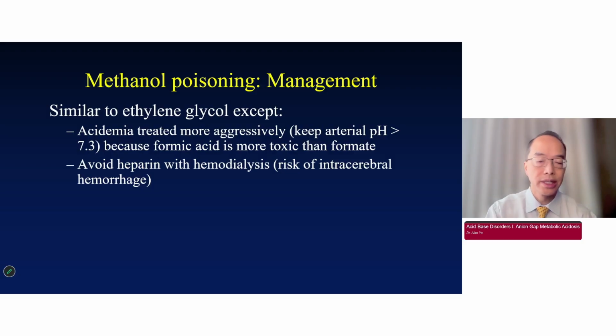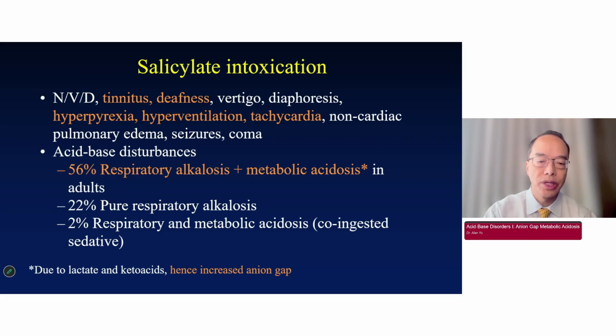The treatment is similar, except it's generally recommended to be more aggressive in treatment of acidemia because the formic acid, which is the metabolite of methanol, is more toxic than the anion formate. And if you dialyze patients, it's recommended to avoid heparin because there's also a risk of intracerebral hemorrhage.